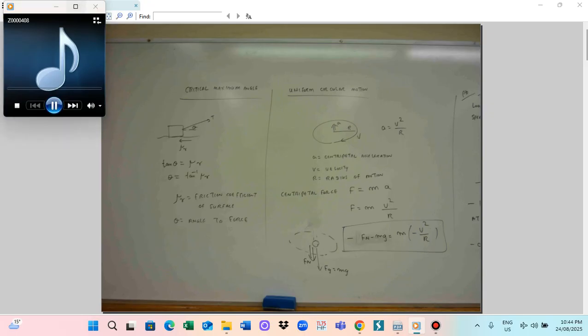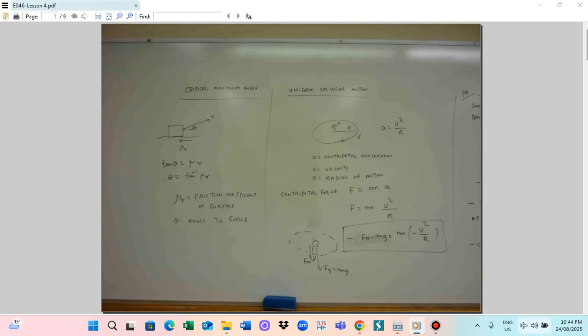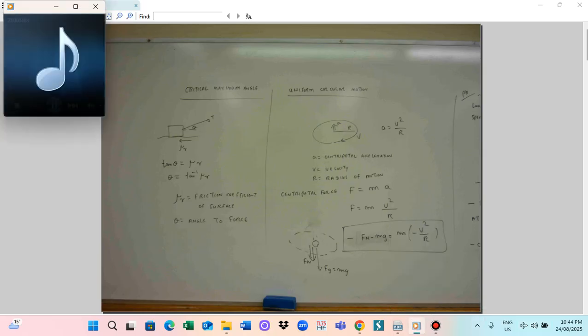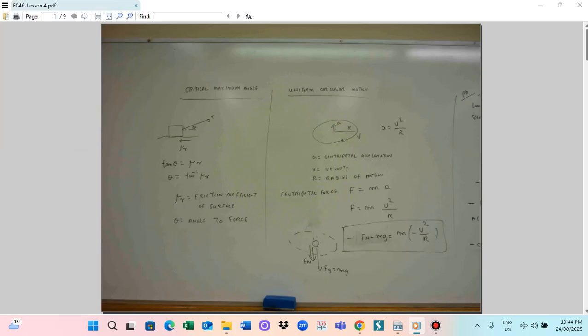When you have put the object on the surface, this is the tension force and this is angle theta, and surface resistance is μR. In this case, the maximum angle can also be calculated by an equation. So tan theta is equal to μR, therefore theta is equal to tan inverse μR.